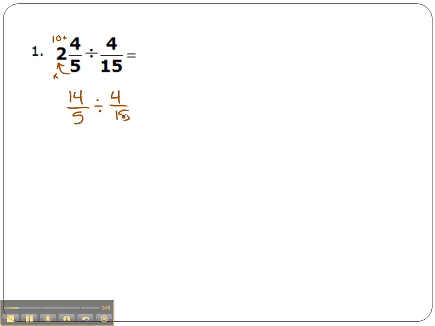Okay, now dividing fractions is easy as pie. Just flip the second fraction and multiply. So 4/15 becomes 15/4. That's the reciprocal. And change division to multiplication. We're not changing that first fraction.